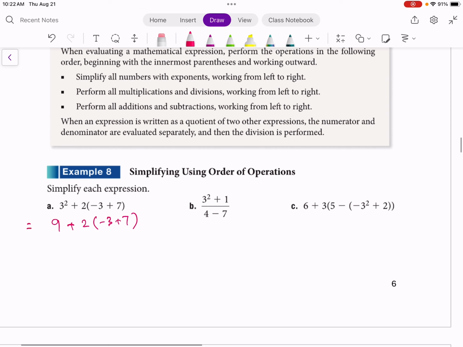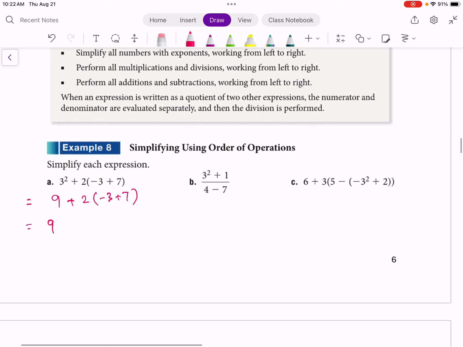Then we solve. So what will be the next one? Which one do we solve? Parentheses, right? So we have 9 plus 2. Inside the parentheses, negative 3 plus 7 is positive 4. So we are simplifying in order. Then what will be the next one? Do we add or do we simplify this? So we simplify this, right? So this is 2 times 4. 2 times 4 is 8, and we have 17.